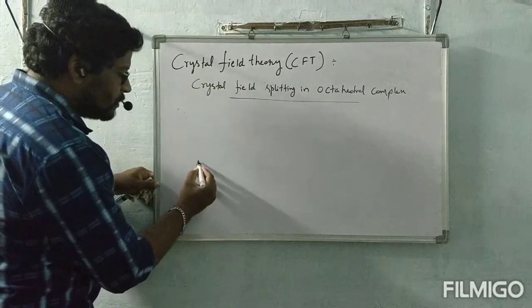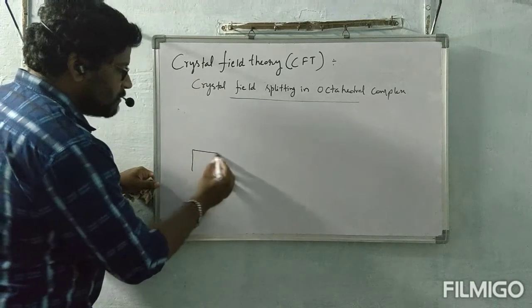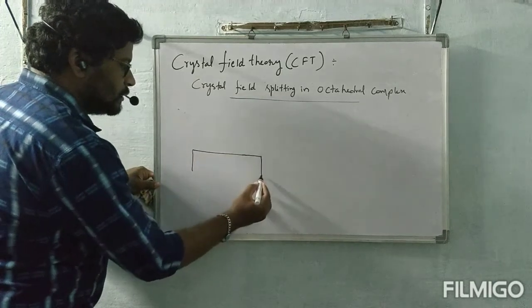See all of you. First, we have 5 d orbitals.